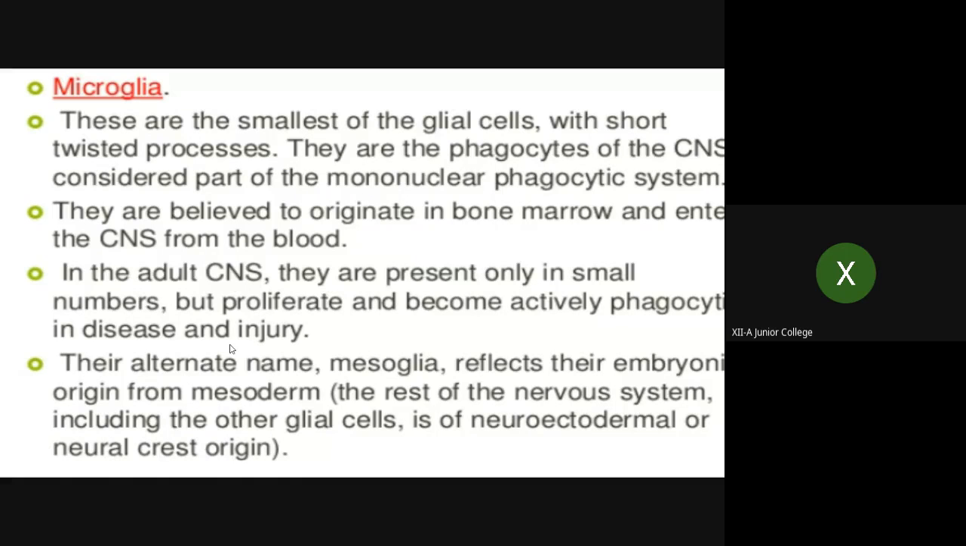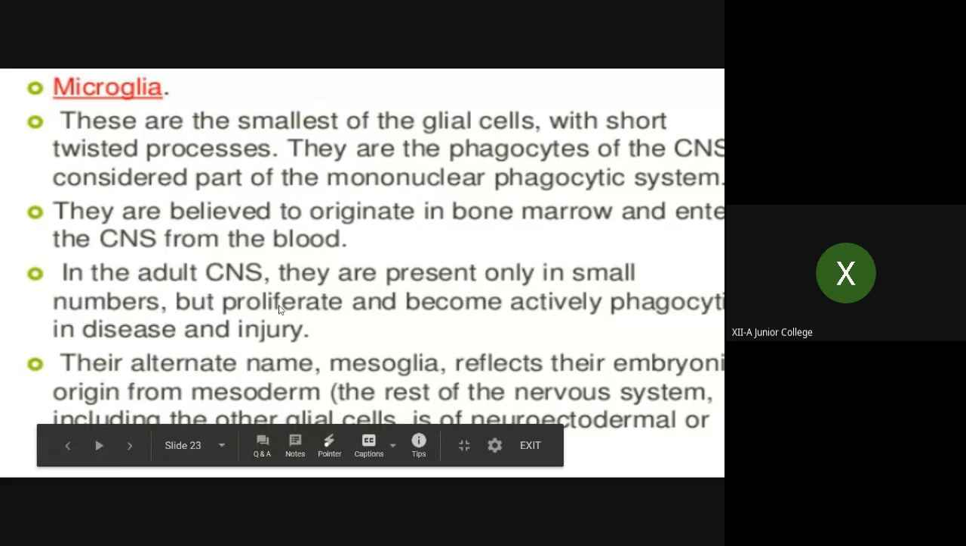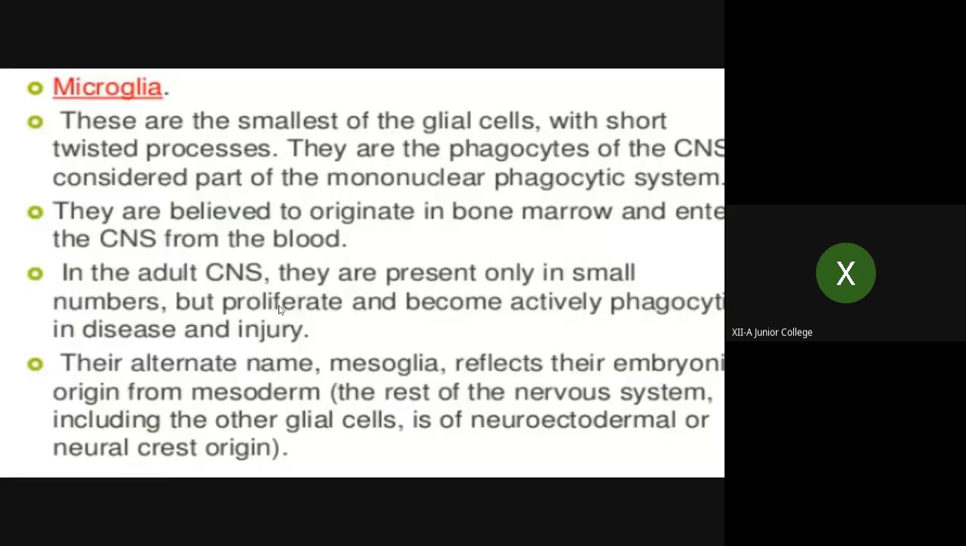They are believed to originate in bone marrow and enter the CNS from the blood. So they originate at bone marrow, but then they enter the CNS through blood. In the adult CNS, they are present only in small numbers, but they proliferate and become actively phagocytic in disease and injury. Whenever a person is affected with some disease or with an injury, automatically their number increases. You know why? Because they are defensive in function.